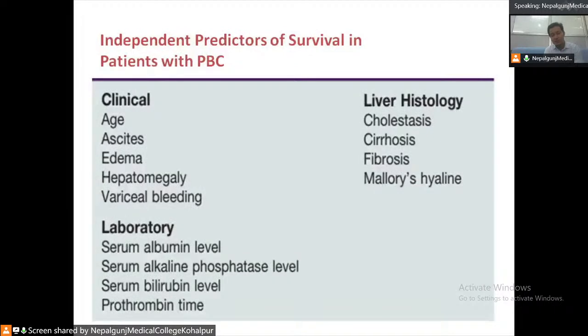And histology. In histology, there is marked cholestasis, cirrhosis, fibrosis, and mainly Mallory bodies, the intracytoplasmic inclusion bodies. They are the histology predictors for prognosis. So these are the prognostic factors.